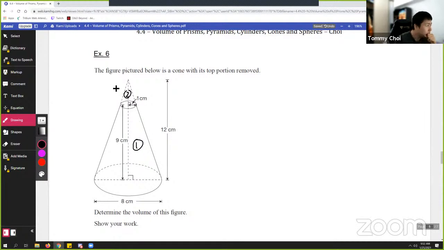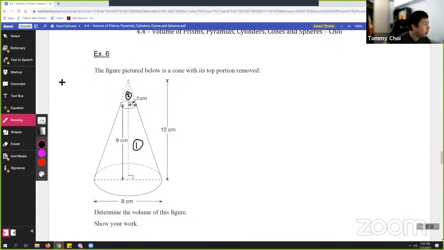So we'll call the radius of the top cone R2 and the radius of the bottom one R1. The height of the top one is H2 and the bottom one is H1, for example. So the main thing you want to realize is number one is the large cone, the big whole cone, and the second one is the small cone that's gone.